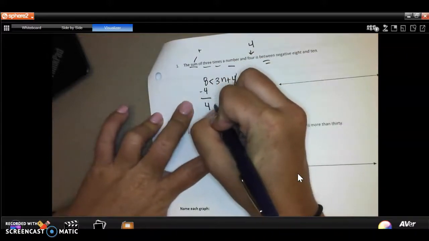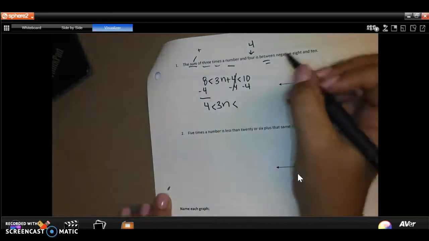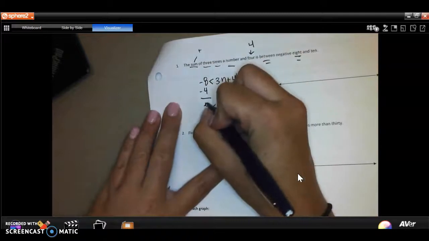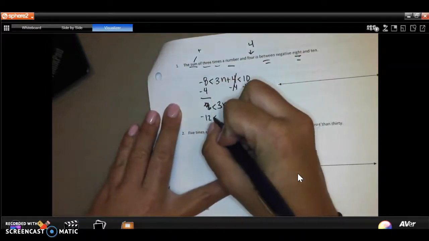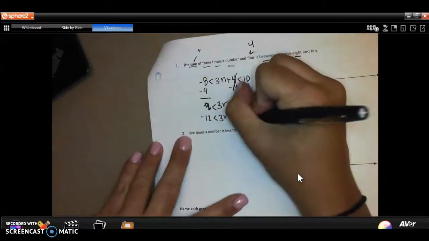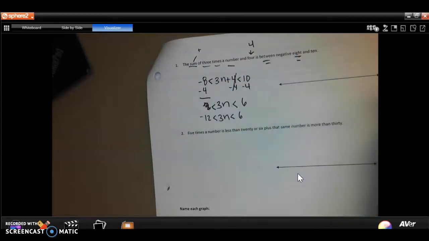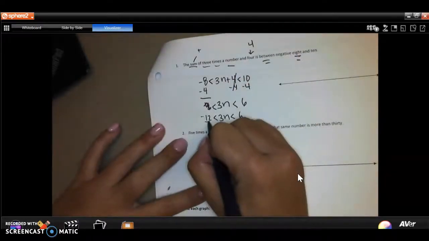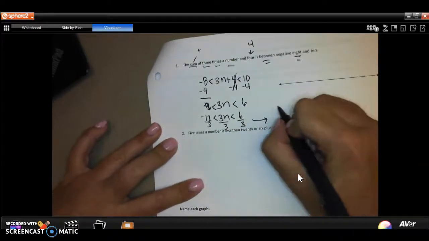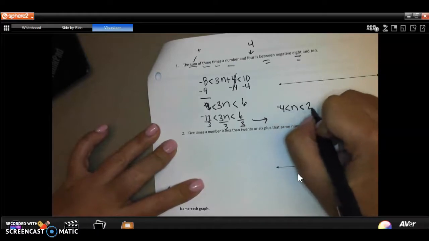We get 4 is less than 3n, which is less than, oh my gosh, sorry. It says negative 8. Negative 12 is less than 3n, which is less than 6. All right. When I do that, divide everything by 3. And I'm going to go ahead and rewrite this over here. So I get negative 4 is less than n, which is less than 2.